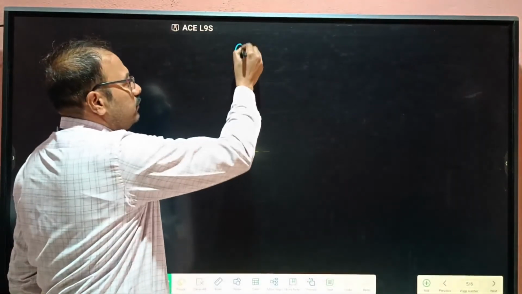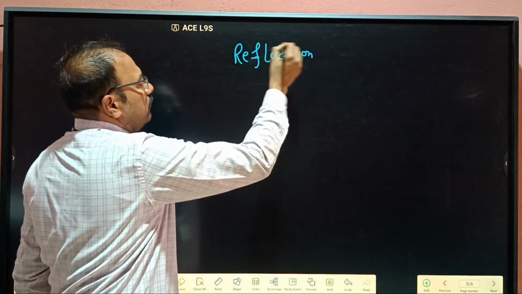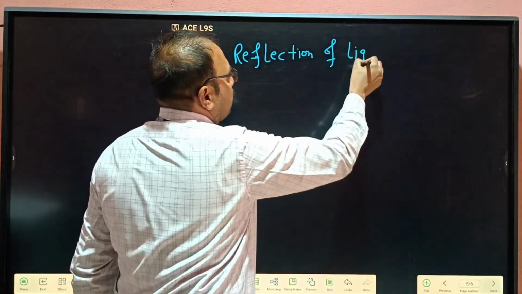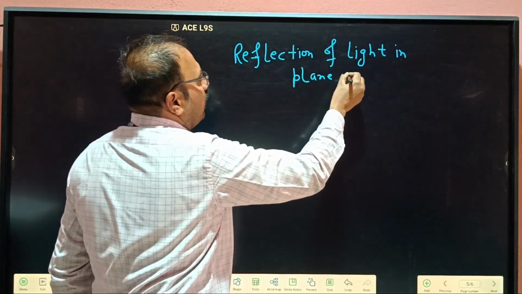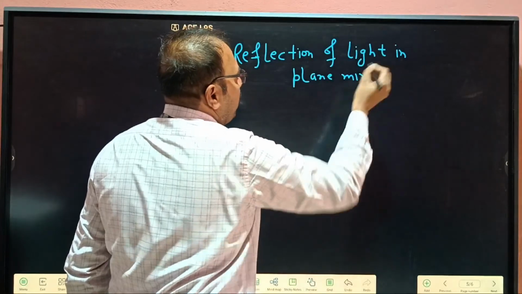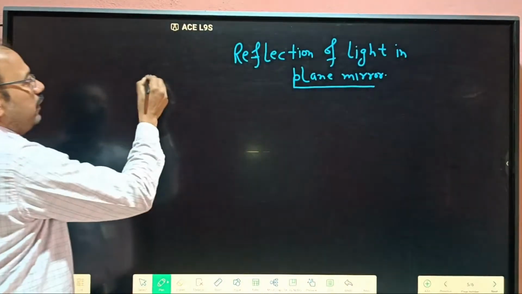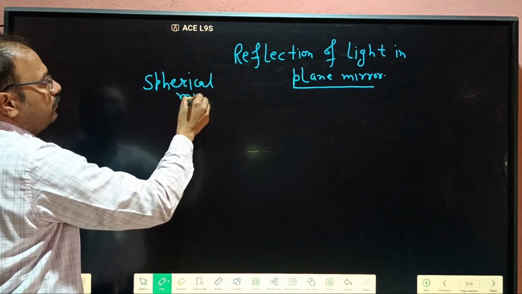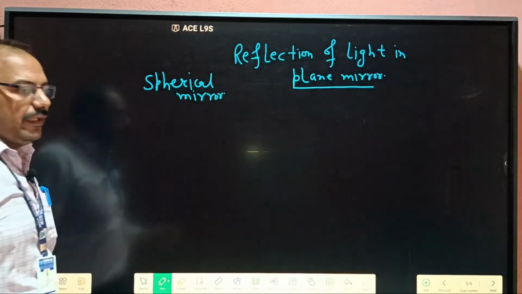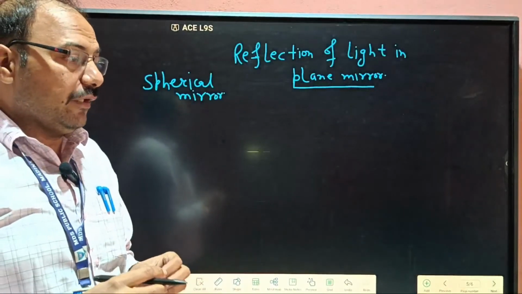And another topic: reflection of light in a plane mirror. Plane mirrors are one kind of mirror, and the other kind is spherical mirrors. Spherical mirrors have the shape of a sphere, which is why they are known as spherical mirrors, like a hollow sphere.